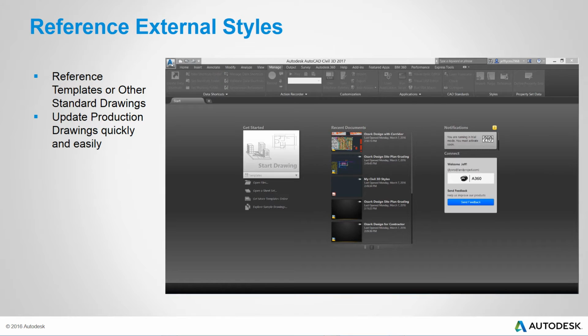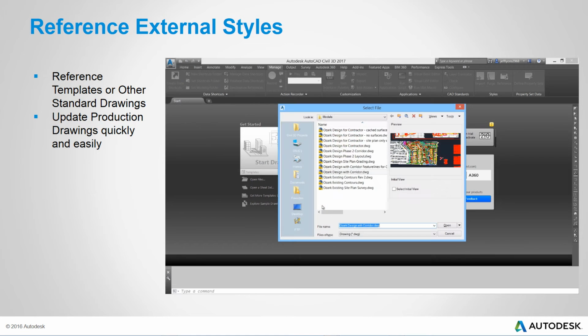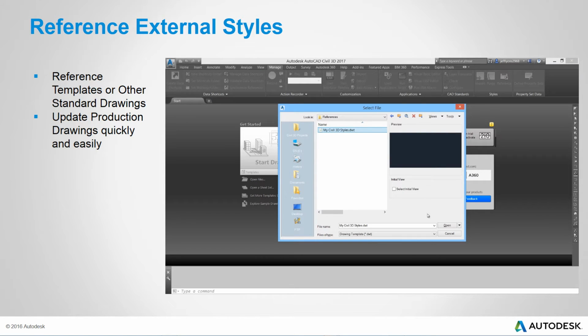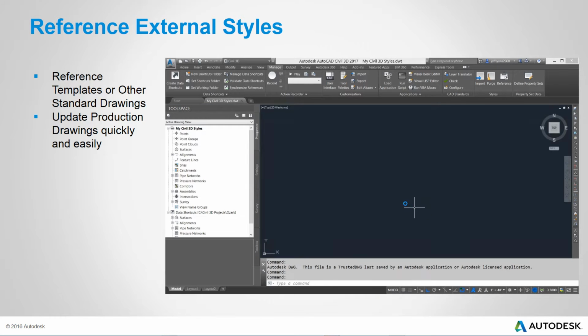This new feature of AutoCAD Civil 3D 2017 allows the user to reference Civil 3D styles in a drawing or a template. So this means you can have a production drawing with current styles and at any time reference that external template or drawing to access their styles.